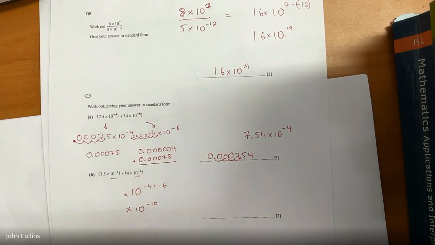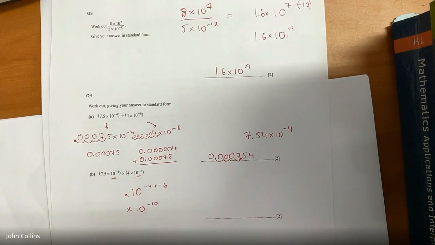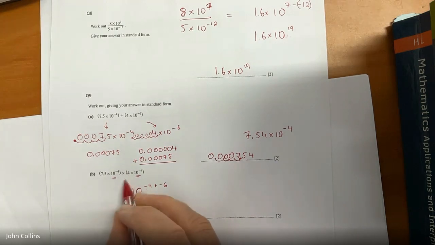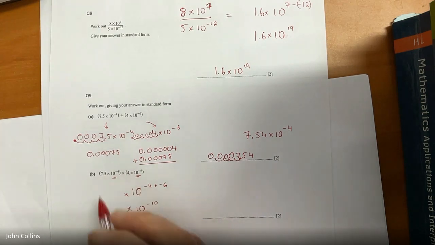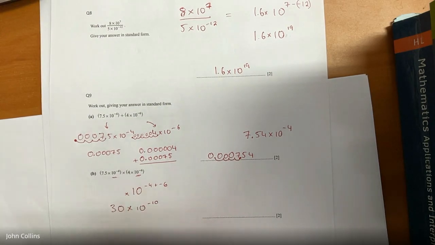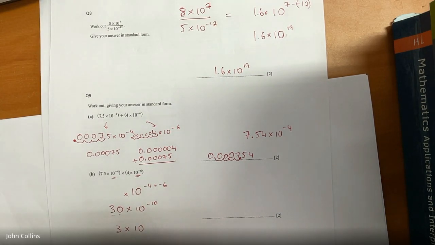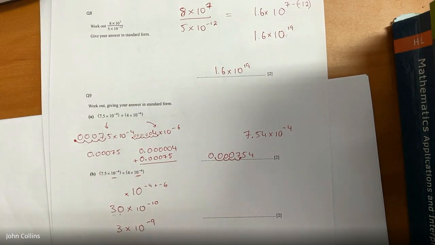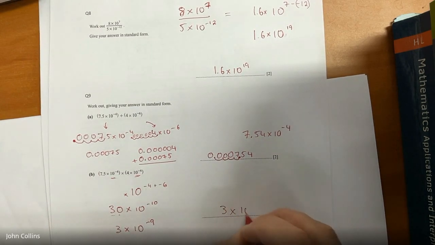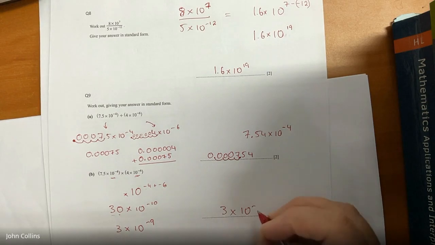Now I got to multiply 4 times 7.5. I think that's 30, isn't it? 2 times 7.5 is 15, so 4 times is 30. So I have 30 by 10 to the negative 10, but of course I can't have 2 decimal places, I only have 1. So it's 3 by 10 to the what? Negative 9. Negative 9, yes. I add 1 to the power, 3 by 10 to the negative 9.